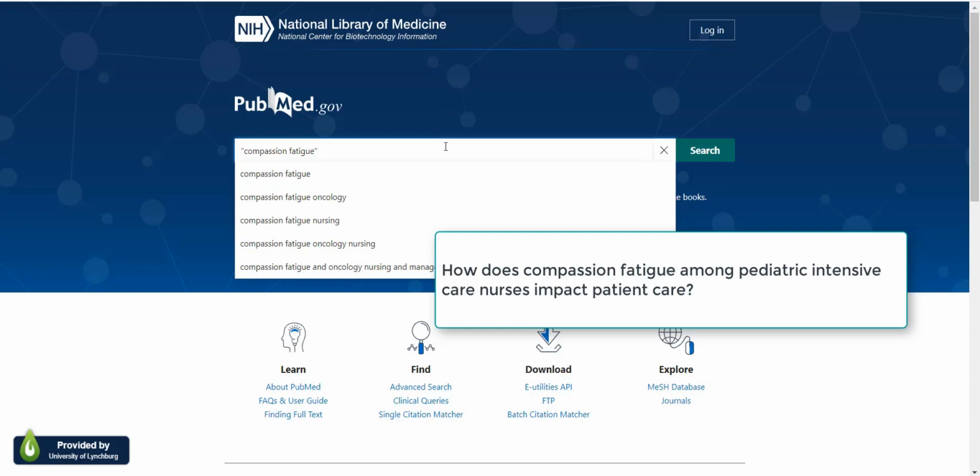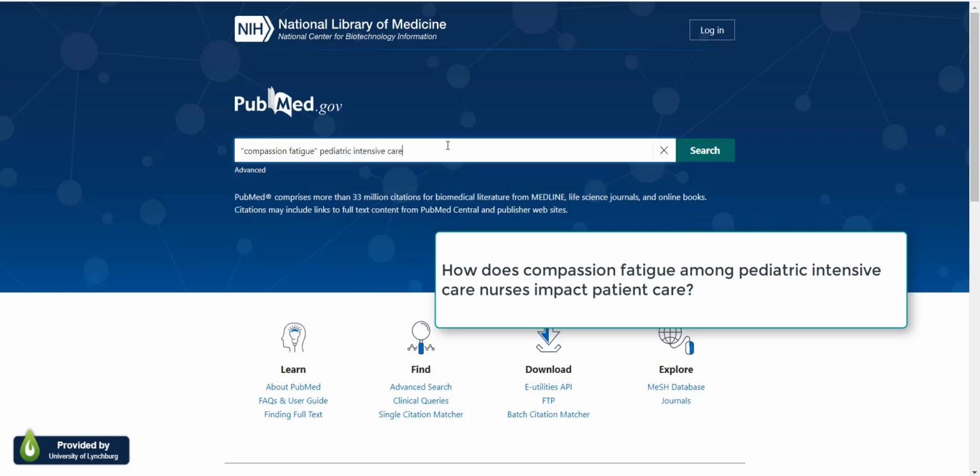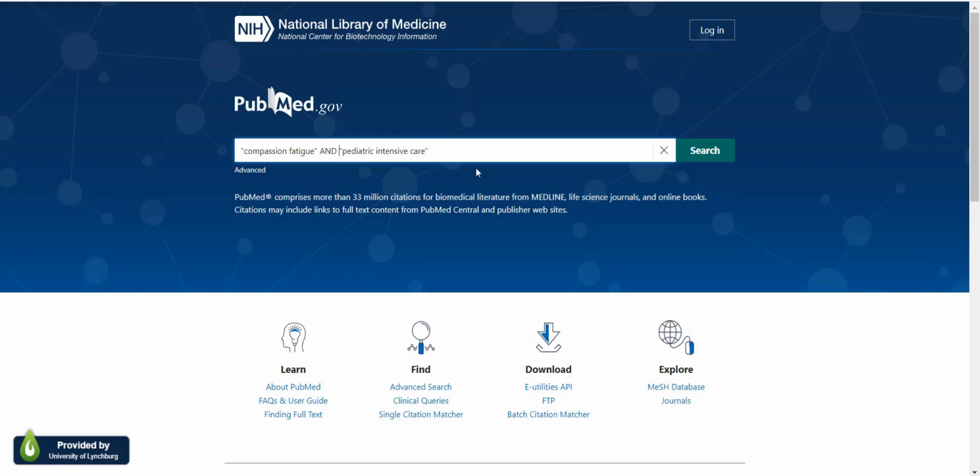My research question is also about the PICU, so I'm going to add that as well. And just like compassion fatigue, and for the same reasons, I'm going to include that search phrase in quotation marks. All right, I'm also going to combine those two search phrases with the word AND. The word AND is going to tell PubMed that I only want to see results that include both of these phrases. All right, I'm going to hit search.